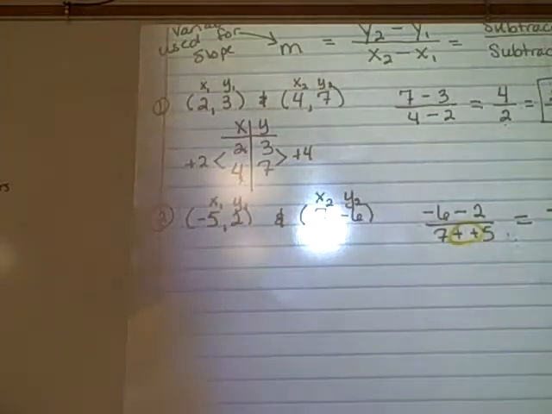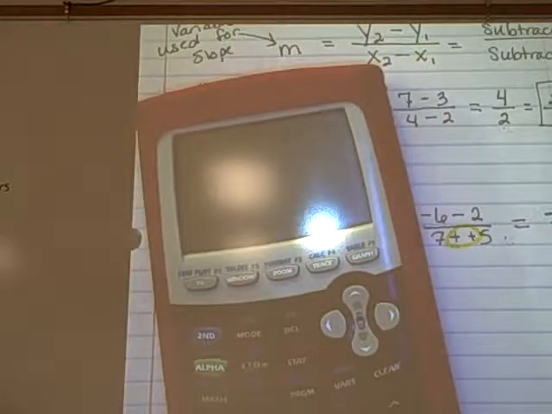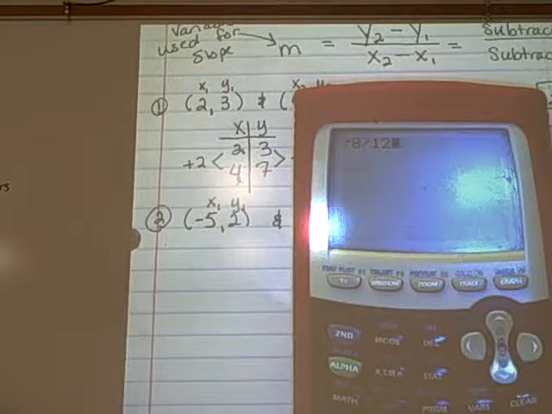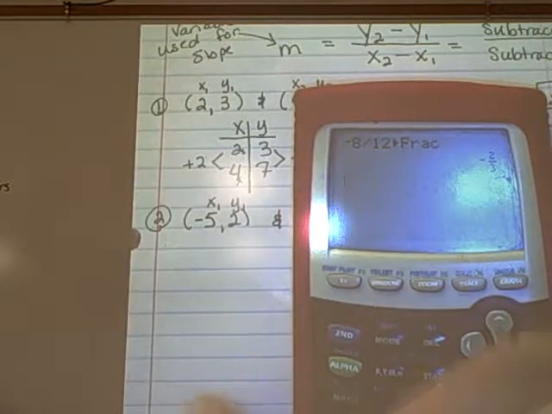Okay, so on this negative 8 over 12, some of you are really good at reducing fractions, some of you not so much. So on your calculator, you would type in negative 8 divided by 12, like that, and hit math, the button right underneath the green button, and then enter, and the calculator will reduce it for you. There is no reason for you to miss reducing either. Okay, that one's negative 2 over 3.